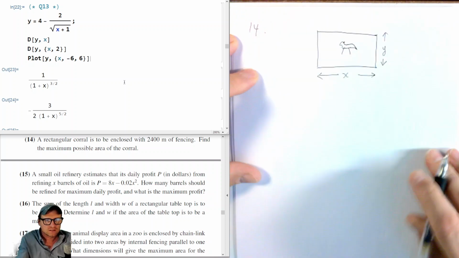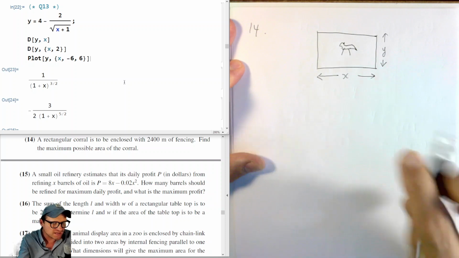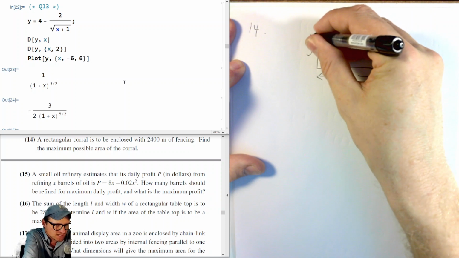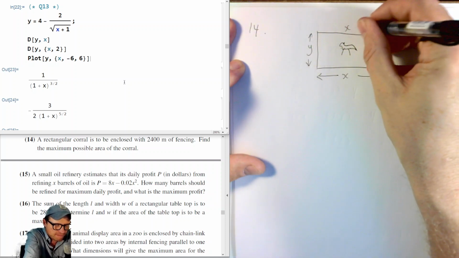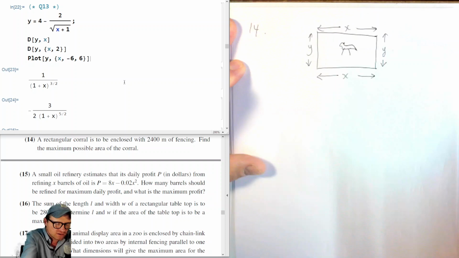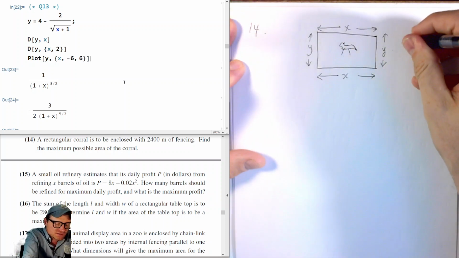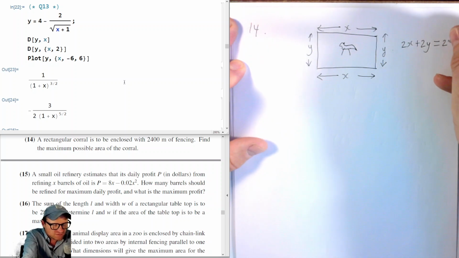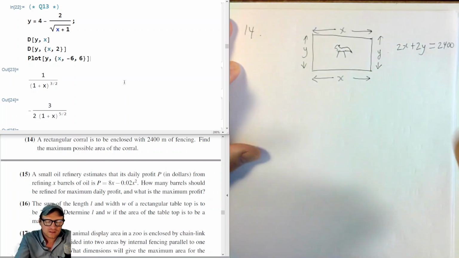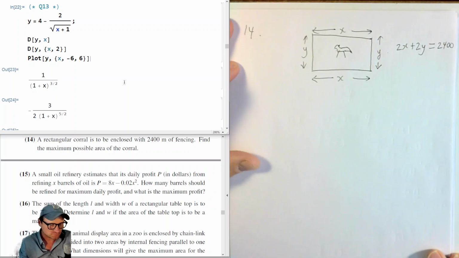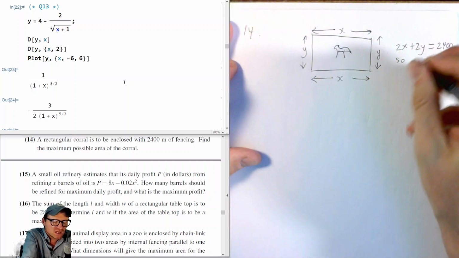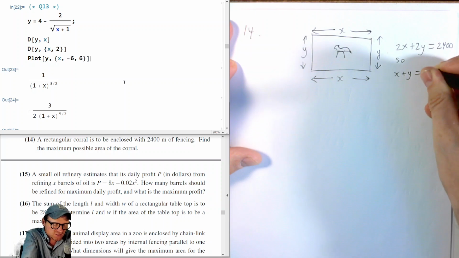Now we are told that x plus y, because we have these on both sides, right? Remember, this is a rectangle. So the perimeter of this is 2x plus 2y, and it all adds up to 2400. Now this is our constraint, right? But you can see that everything there is divisible by 2, so we can simplify and write this as x plus y is 1200.